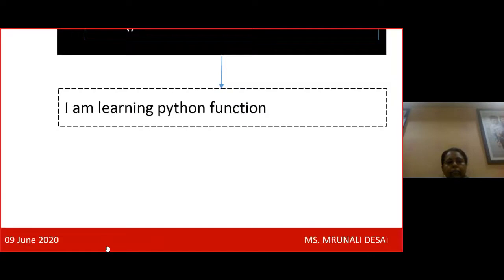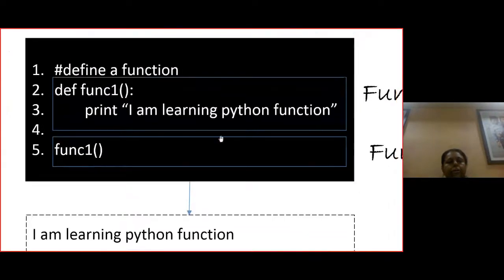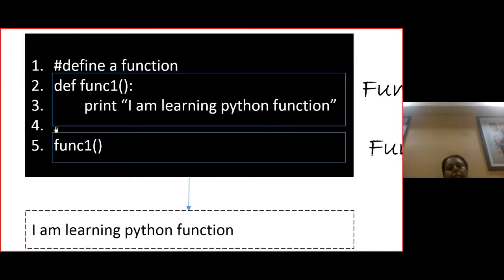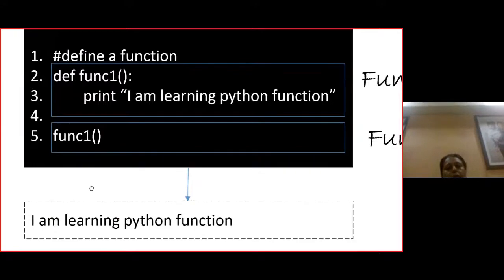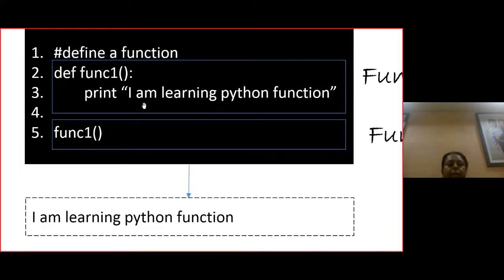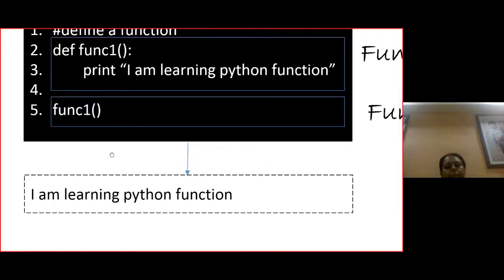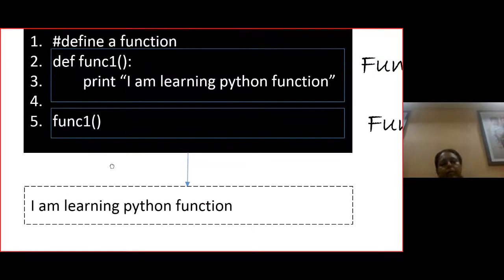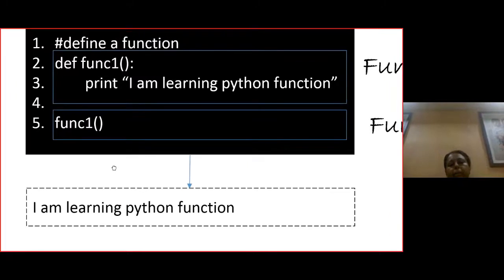Right, so this first blue rectangle is the function definition, and the second rectangle is the function call. Whenever you call the function, the statements inside the function get executed, and if you pass parameters, those parameters will be taken by the function. So what is the output of this program? It will only print I am learning Python function.